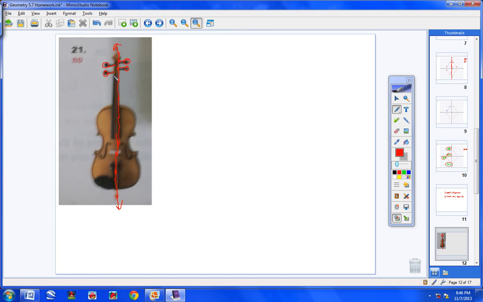If you were to fold this over, this peg would be right down here. It would not fall directly on that peg there, and neither would this one. Now I'm not a musician, so I'm not sure if these are called pegs or what they're called, but hopefully you get the point. So no, that red line in your book is not an example of a line of symmetry.